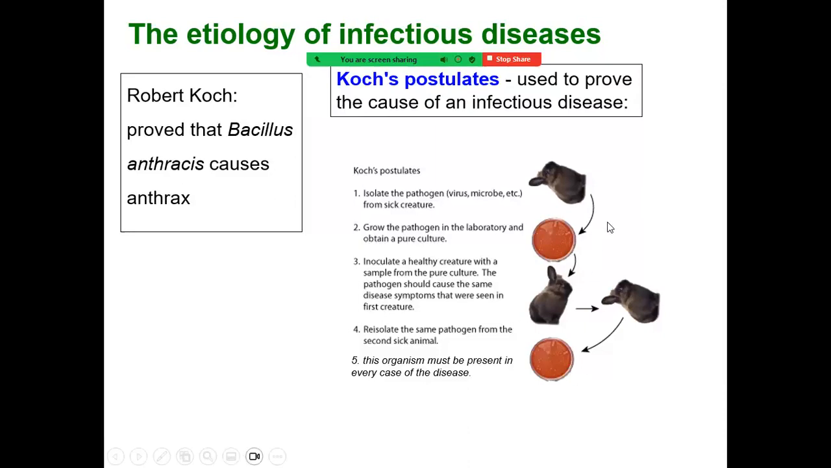Koch's postulate states that if we have a sick bunny and we take microbes from that animal, then grow them up and isolate them into pure cultures, and then we inoculate a healthy bunny with a microbe that we think is causing the disease. So it's one pure culture grown in vitro, and then we inject it into a healthy bunny. If the bunny becomes sick with this disease, that's implying that this organism caused that disease.